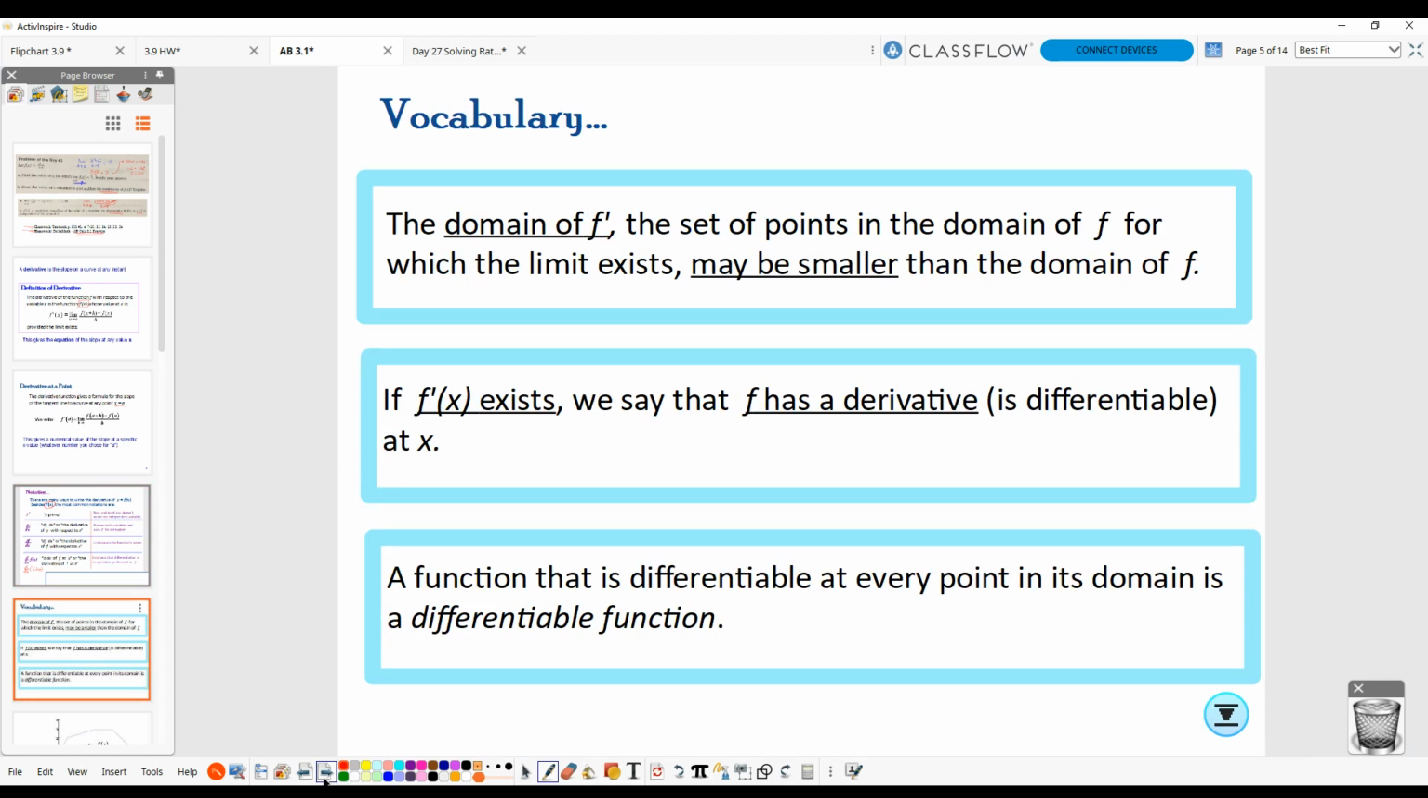Okay, here, the domain of the derivative can be smaller than the domain of the function itself. And if the derivative exists, we say that the function has a derivative or that it is differentiable at all of the x values where that derivative exists. And if on an AP question they tell you a function is differentiable at every point in its domain, it's calling it a differentiable function.